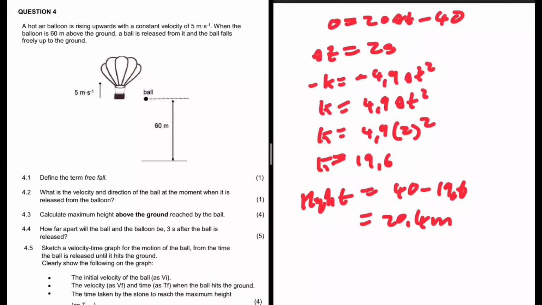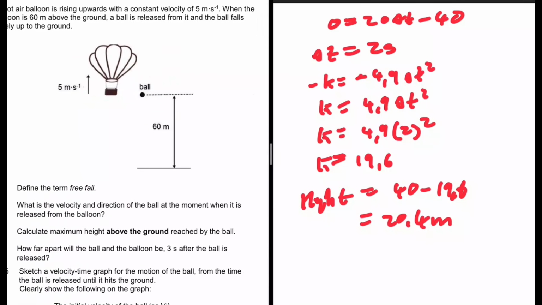A hot air balloon is rising upwards with a constant velocity of 5 meters per second. When the balloon is 60 meters above the ground, a ball is released from it and the ball falls freely to the ground. Okay, makes sense. Define the term free fall. Well, I'm going to let you do that.